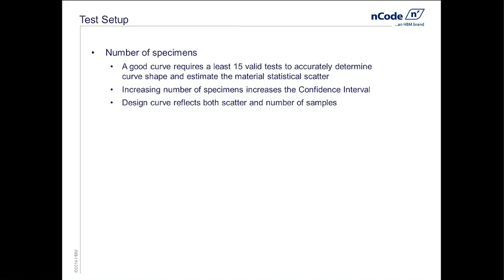When we set up the test, one of the first decisions we have to make is the number of specimens. And basically, to get a good baseline curve, you need a minimum of at least 15 specimens. That's going to allow us to accurately determine the curve shape and the scatter within the material. As we increase the number of specimens, we increase the confidence level we have in the data that we are looking at. And we're going to generate a baseline curve that describes the average behavior of the material, but in most cases, you also want to derive a design curve that covers the entire population, a curve that we can design to.